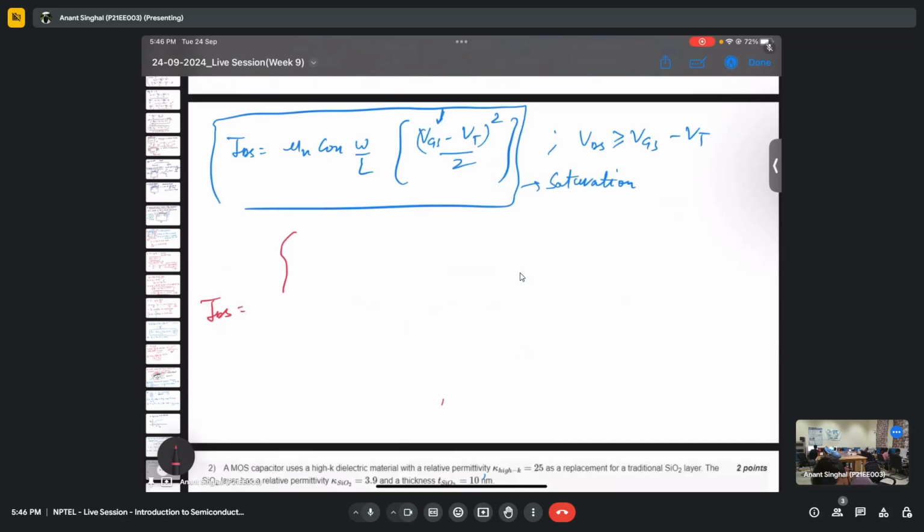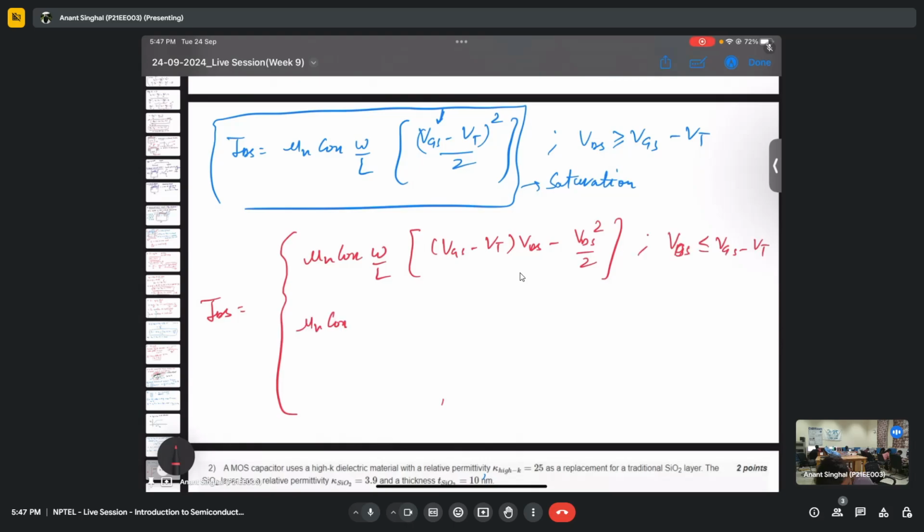which is mu n Cox W by L times (VGS minus VT) VDS minus VDS squared by 2, when we have VDS less than VGS minus VT. And we have mu n Cox W by L (VGS minus VT) whole squared by 2 when VDS is greater than VGS minus VT. This region we are calling saturation. This region we are calling linear.